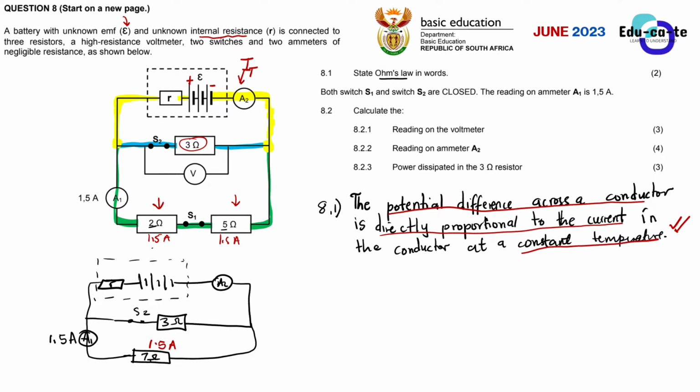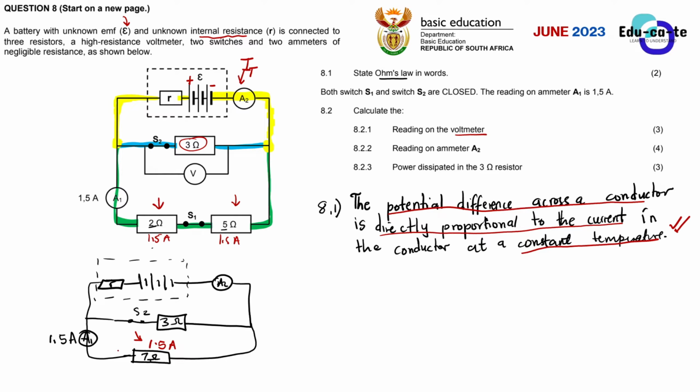Because in a series combination, when you have two resistors that are connected in series to one another, their current is not added up. Their current is not divided. Their current is the same. So when you combine them to form one effective resistor, that resistor will have the same current as the two separate ones. Okay, so now that we have this information, our circuit is now simplified. Question 8.2.1 said, calculate the reading on the voltmeter.